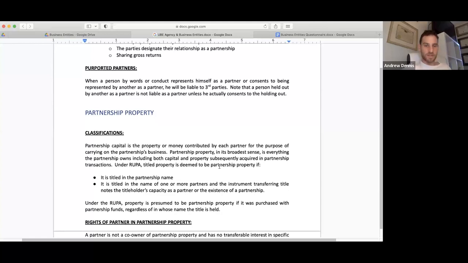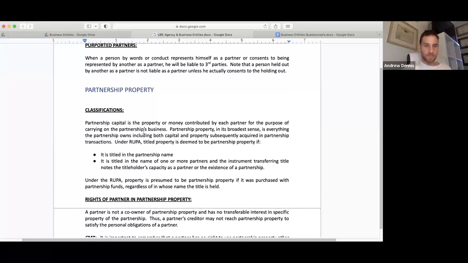So, different partnership property. Partnership capital is the property or money contributed by each partner for the purpose of carrying on the partnership's business. Partnership property, in its broadest sense, is everything the partnership owns, including both capital and property subsequently acquired in partnership transactions. Under RUPA, titled property is deemed to be partnership property if it's titled in the partnership name, or it is titled in the name of one or more partners, and the instrument transferring title notes the title holder's capacity as a partner in the existence of a partnership.